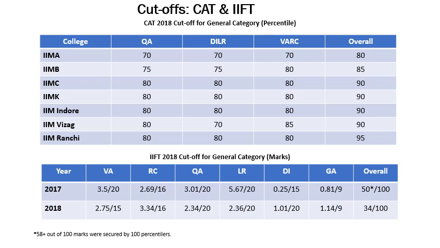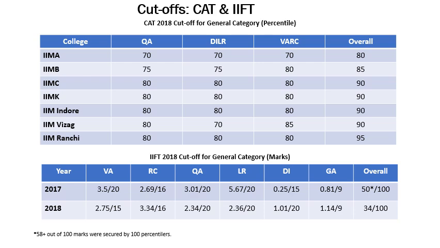Now, moving over to IIFT, the cutoffs for the general category in terms of marks. For 2017, for VA, it is 3.5 out of 20. For RC, 2.69. For QA, 3.01, and so on, as you can see in the slide. So the cutoffs vary from 5% to around 15% of the total marks for that particular section. Similarly, for 2018, the cutoffs are also rather low, but as we can see, the sectional cutoff is there, and that becomes another challenge.